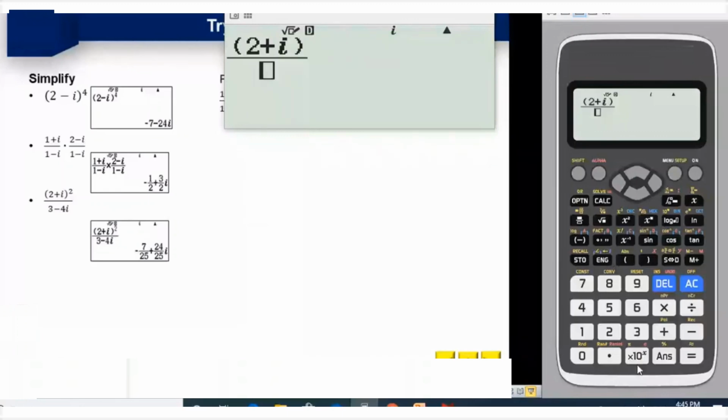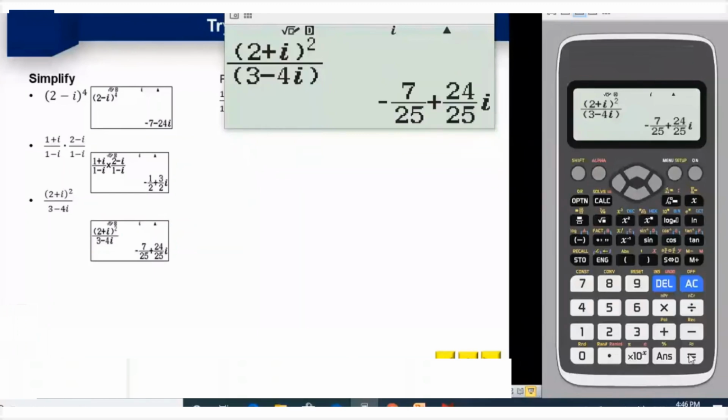3 minus 4 iota, bracket close, 2 plus iota, the whole thing square, upon 3 minus 4 iota, and the answer is minus 7 upon 25 plus 24 upon 25, which is minus 0.28 plus 0.96 iota.